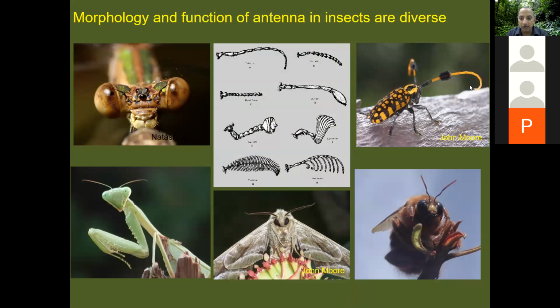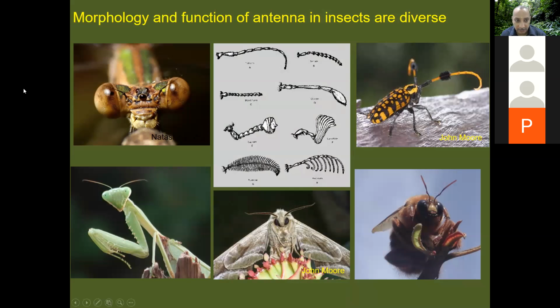Insects have different morphology. One is the morphology of function, the antenna. They have different types of antenna, because most insects are highly sensitive to chemicals, so they understand the world by smelling, and they have different shapes of antenna to know what is around them.